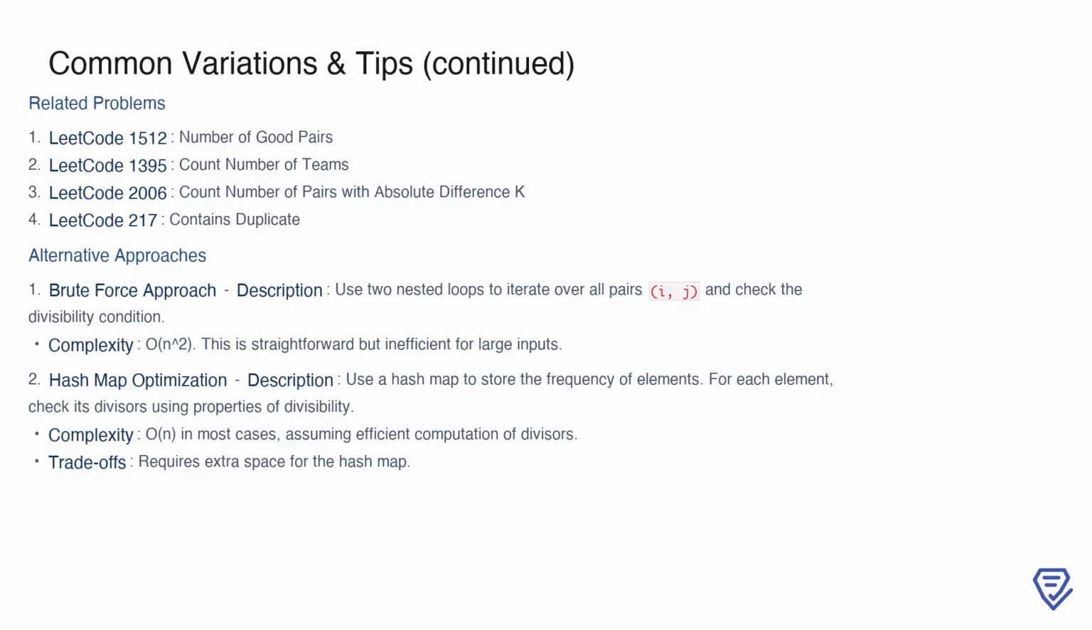A more efficient alternative is to optimize using a hash map. By storing the frequency of elements, you can check divisors for each value using divisibility properties. This method usually achieves O(n) complexity, assuming divisor computation is efficient. However, it does require additional space for the hash map, so that trade-off should be considered.